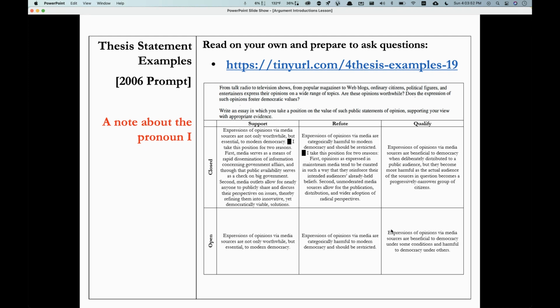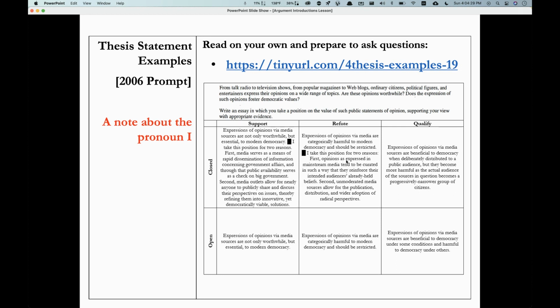All right, so you should have taken a minute to look through these here. You can see in this first row, you have these main claims at the top, right? Expressions of opinions via media sources are not only worthwhile, but essential to modern democracy. So there's this implied claim of value here. They're important, they're valuable, they're good. And then you have the claims of fact to support it. And so again, main claim and then 2 subclaims.